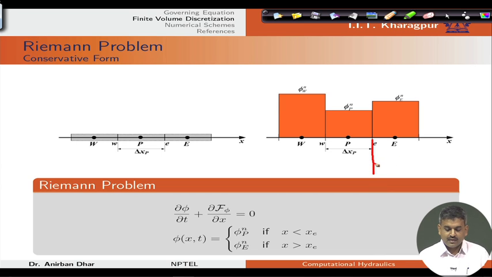If x is on the right side, so this is phi E n, on the left side we have phi P n. If it is on the left side, it is phi P n. So, essentially there is a discontinuity at this level. So, this problem is called the Riemann problem.